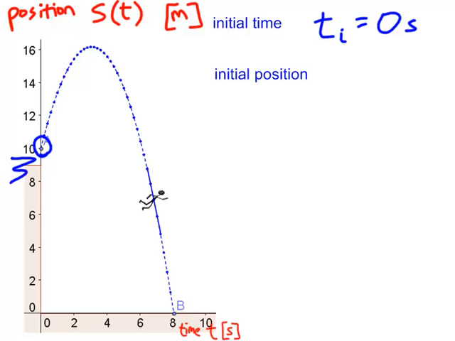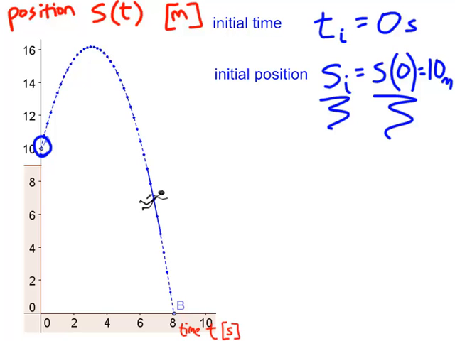His initial position appears to be 10. I'm looking at the 10 meters along the vertical axis. So let's say his initial position, S subscript I, or S subscript 0, I may use that in class sometime. Again, I don't have a strong preference. We could also say that that's S when you plug in 0, and that appears to be 10 meters. So again, S sub 0, S sub I, S of 0, they're all the same thing.